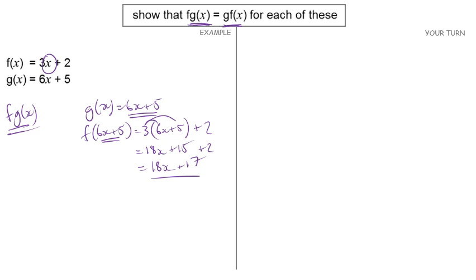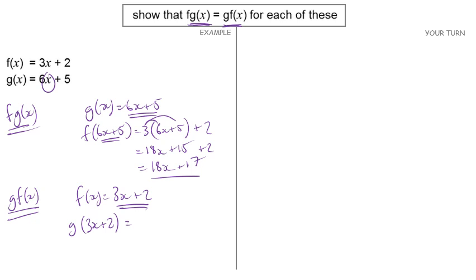Now we need to find g of f of x. So we're going to start off with the function f. You don't have to rewrite it, but I find it can be useful for just getting your head in the right place for the question. So we'll use this output for the input of our function g. Well, where does that come from? 3x plus 2. So where we've got x here, we're going to replace that with our input here.